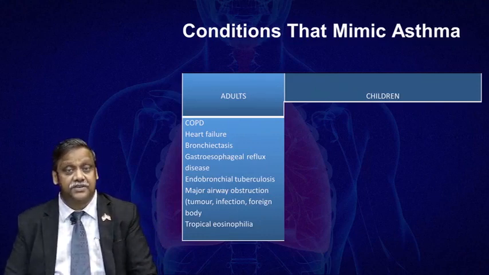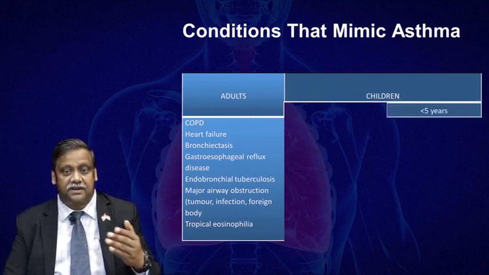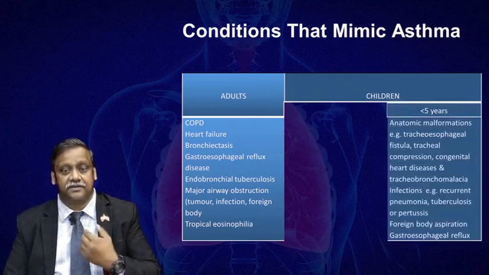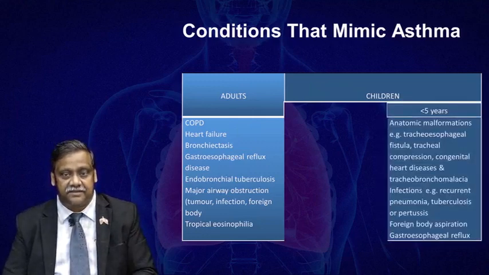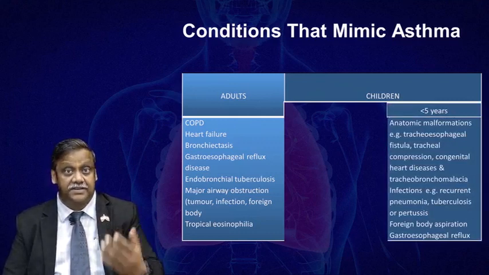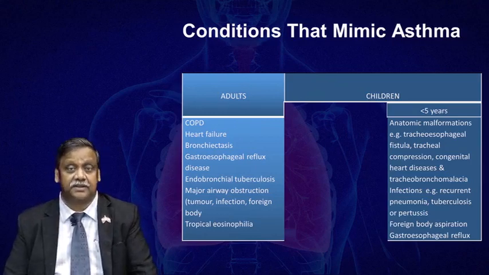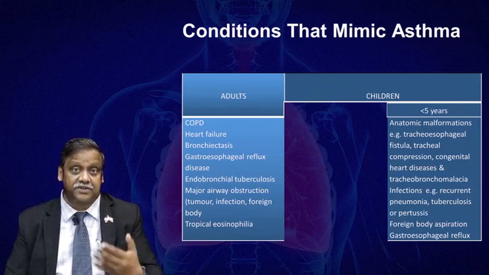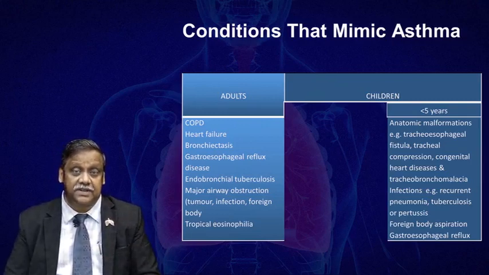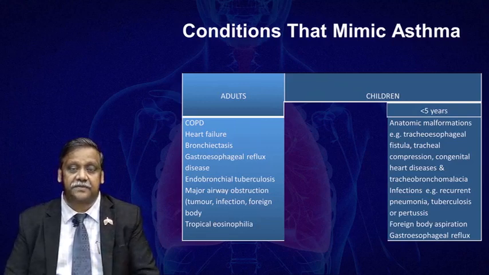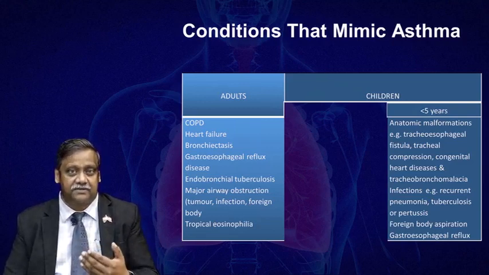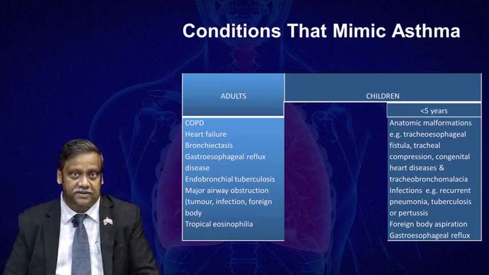Similarly, for children under the age of 5 years, you can have congenital deformities of the airways, or even congenital heart disease can be a mimic for asthma. Foreign body aspiration is very common. In fact, many children are wrongly treated for asthma, when in fact it was because of an underlying foreign body that was there in the airways for a long period of time. Many of these children can also have gastroesophageal reflux, which mimics asthma.